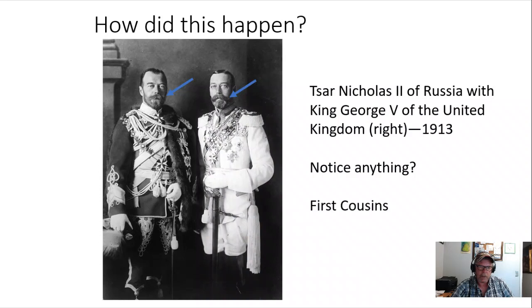Tsar Nicholas, the last Tsar, because the Tsarist regime is going to collapse under the weight of World War I, with King George V. One, stellar mustaches. Two, do they look like brothers? Pretty close, huh? They're first cousins. And so we have this intermingling of the hierarchy, the royalty of Europe. And even between England and Russia, they're on the same side, right? The Entente countries.